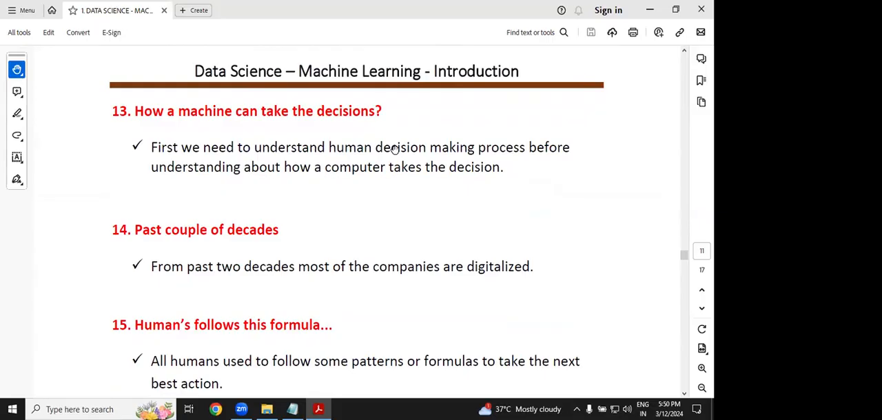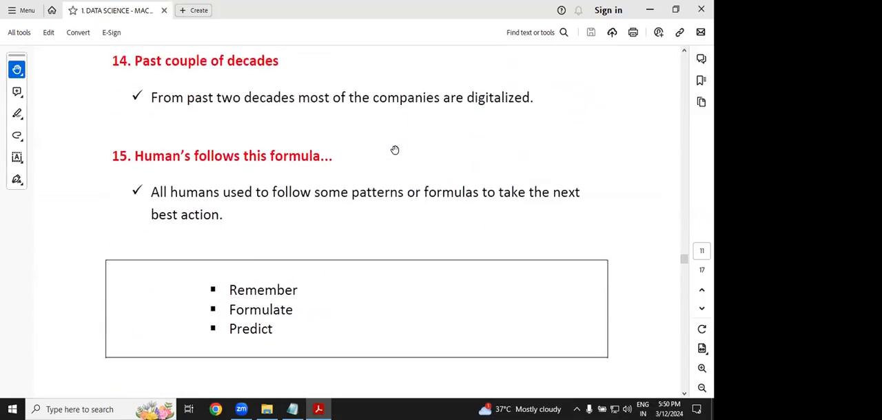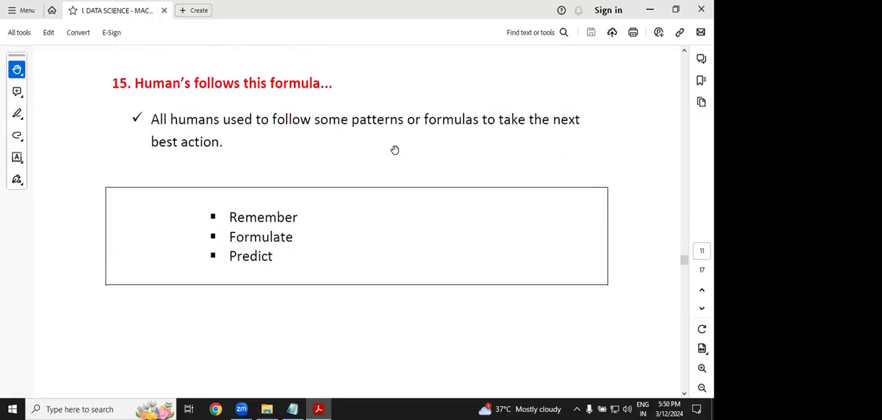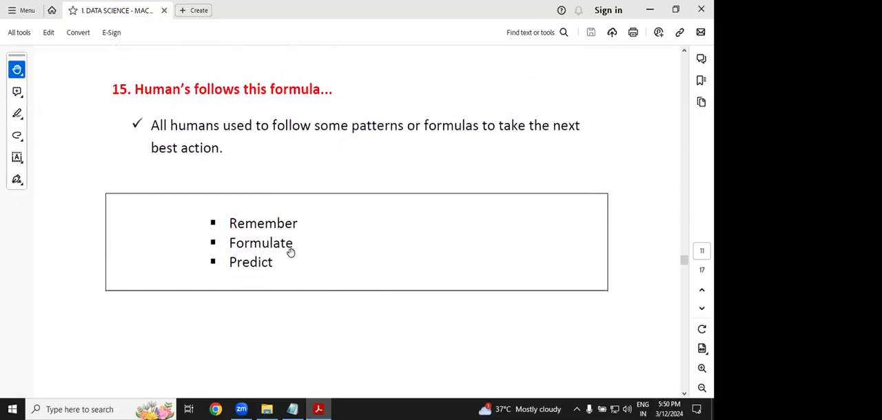Then definitely there is a processor. There is what exactly? Process. Skip the theory, I will come to it. So the process is something like this. All humans follow one formula, one framework. That framework will be: first, remember. Next, formulate. Next, predict.